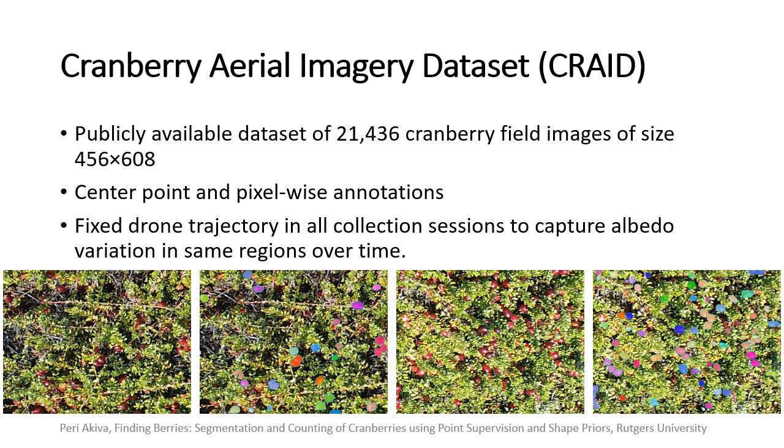Images have an average of 32.22 cranberries per image, with a minimum count of 0 cranberries and a maximum count of 167 cranberries. Center point annotations took an average of 4.32 minutes per image, while pixel-wise annotations took an average of 22.13 minutes per image. Pixel-wise annotations have an average of 33.72% pixel cover. The dataset is available on the project website and on our GitHub page.